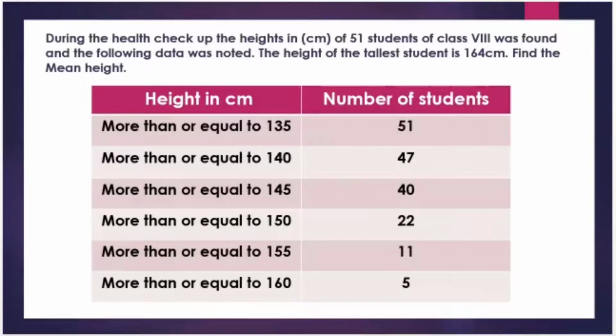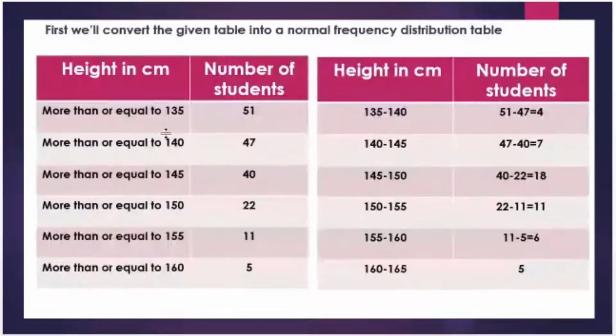In my second video, I had told you how to convert this table into a simple frequency distribution table. So we'll be converting it. When it's the more than table, these are the lower limits and the class size can be taken by subtracting two consecutive lower limits. So I get my first class as 135 to 140, then 140 to 145, and so on. Here, the number of students is given to me as 51, the total number of students. So the frequency of each consecutive class will be obtained by subtracting each number of students from the next one.